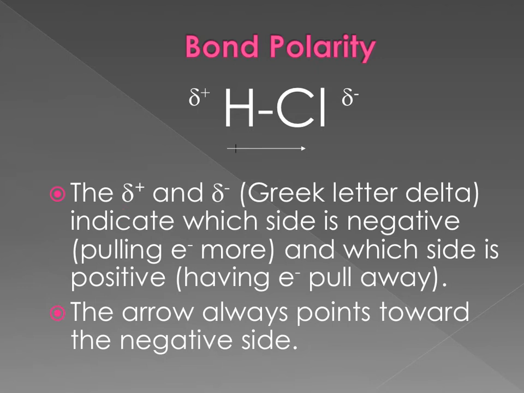Again, we just use these symbols to show which end is slightly negative and slightly positive, and the arrow, whether you draw it down below like here or draw it on the bond, shows the direction in which those electrons are being pulled.